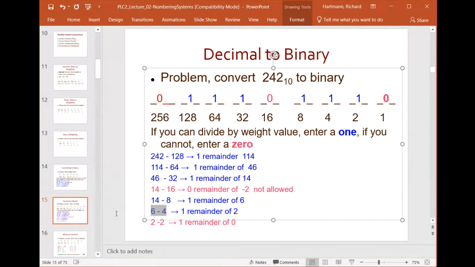So 6 minus 4, and that, of course, gives me a positive 2 left over, so I can do that. So I put a 1 here, and that gives me a 1. Now that was the 4's column, so now I have 2 left over, right? I got a remainder of 2 here. I got 2 left over.